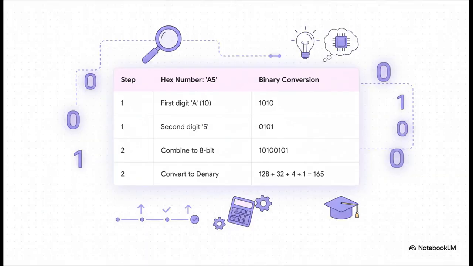Let's run A5 through this method now. So A becomes 1010 in binary, 5 becomes 0101. Then we just stick them together to get our 8-bit number, 10100101. Now all we have to do is convert that back to denary, 128 plus 32 plus 4 plus 1, and what do you know? We land right back at 165. Same destination, just a different road.